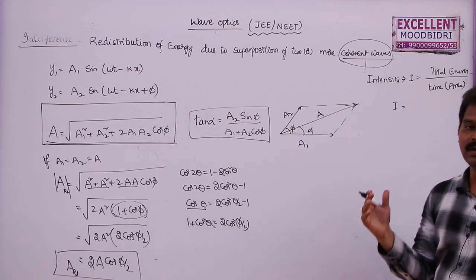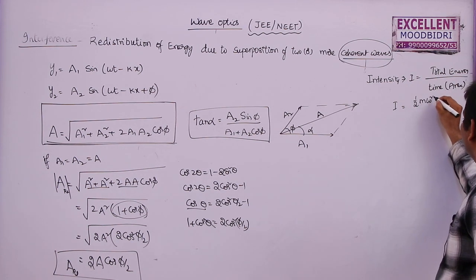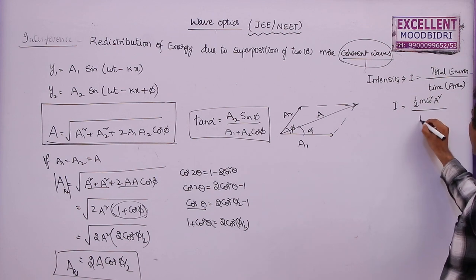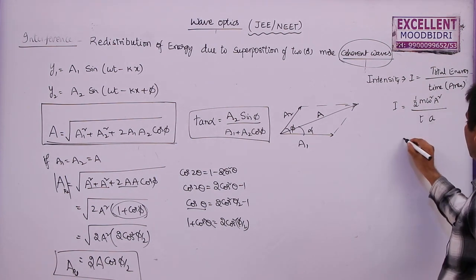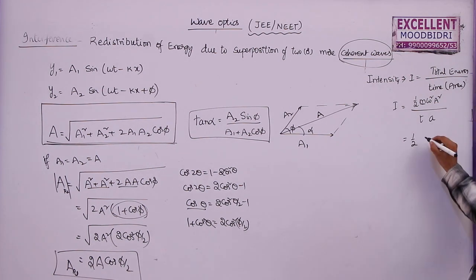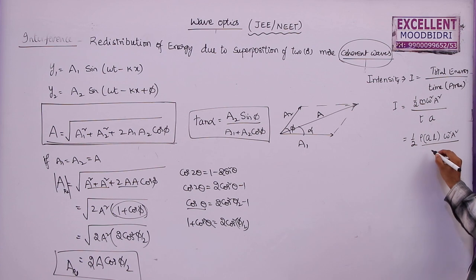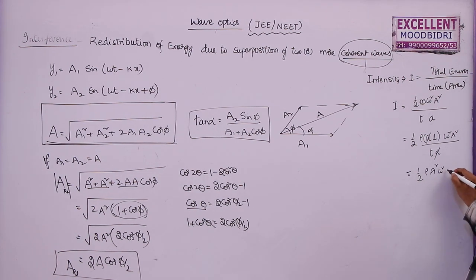That is the sum of the kinetic energy and potential energy of a wave, which is given by half m omega square A square by time t. Half into mass can be written as density into volume. So density into volume is nothing but A into L into omega square A square by T into A. This A gets cancelled here. So this will become half rho A square omega square.